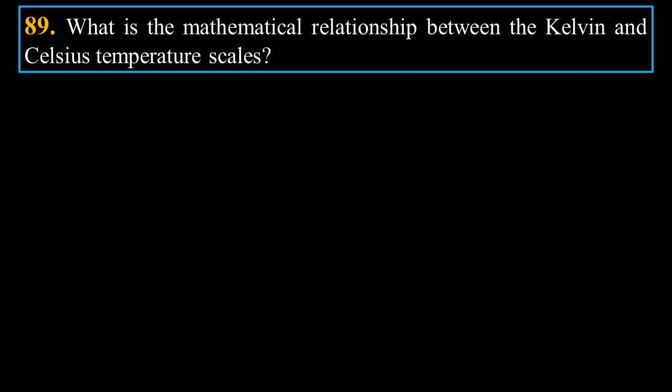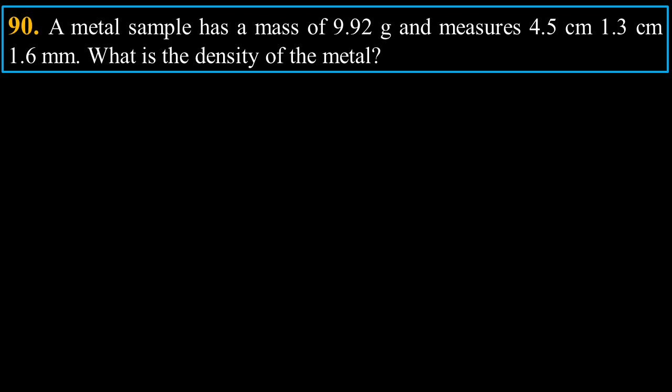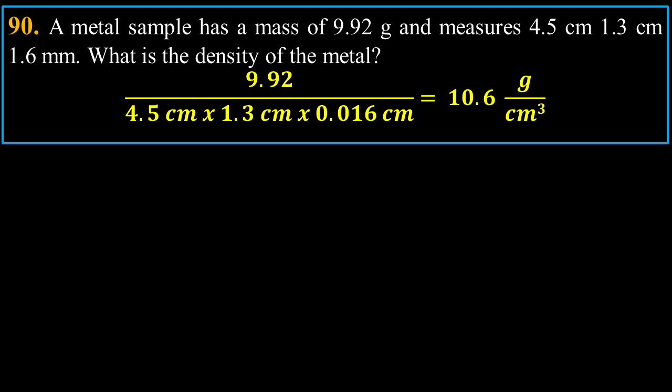What is the mathematical relationship between Kelvin and Celsius temperature scales? It's Kelvin equals degrees Celsius plus 273. A metal sample has a mass of 9.92 grams and measures 4.5 centimeters, 1.3 centimeters, 1.6 millimeters. What is the density of the metal? Well, it's going to be 9.92 divided by the product of the denominator, and that's going to be 10.6 grams per cubic centimeter.